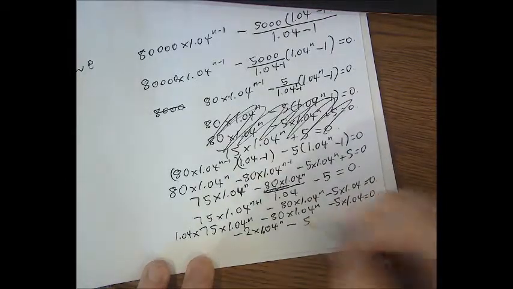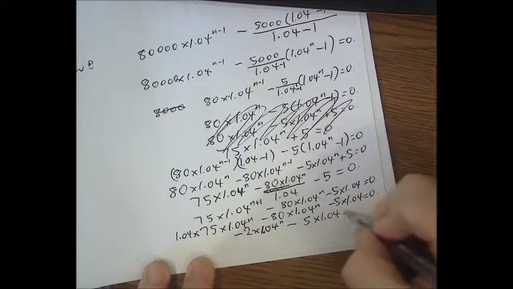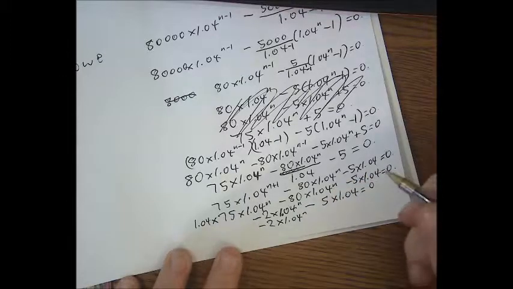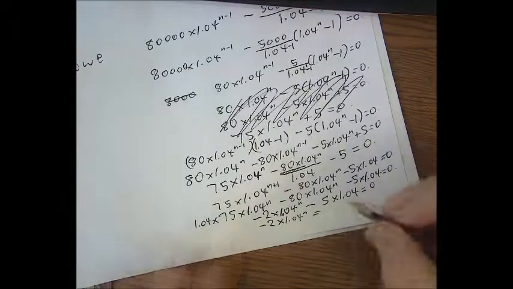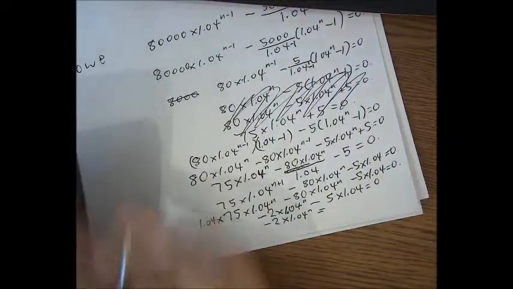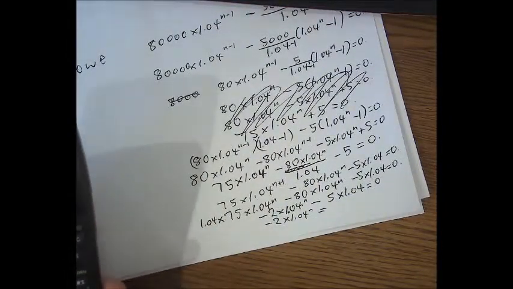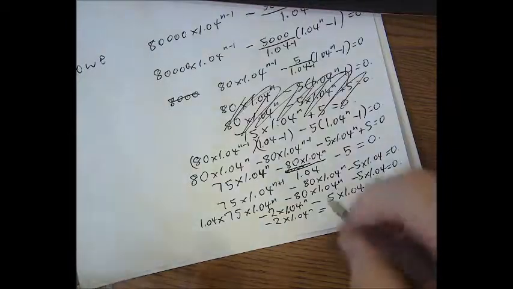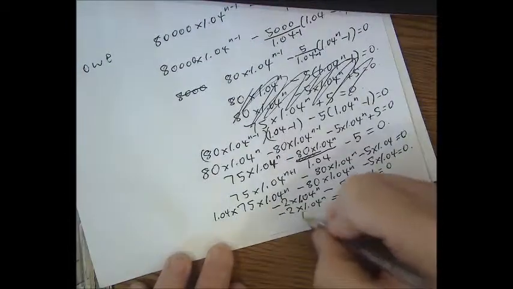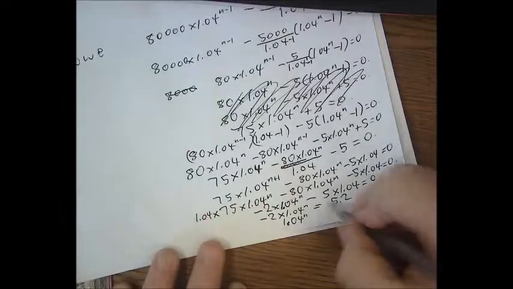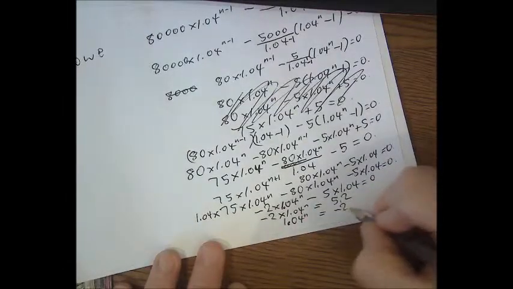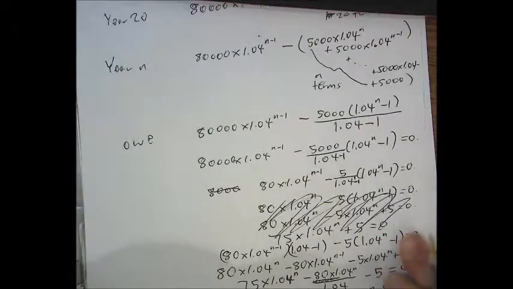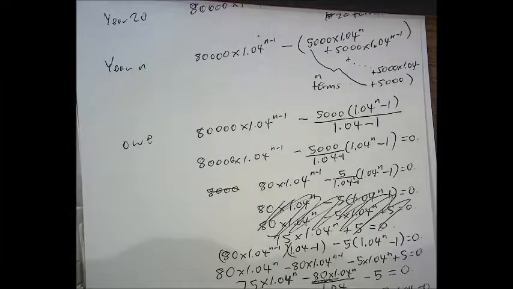Fairly sure I made a mistake here, and the reason is because this thing here, 5 times 1.04, it's 5.2, so 1.04 to the power of n equals 5.2 divided by negative 2, and you cannot get a negative number by powering up a positive number. So I've clearly made a mistake.